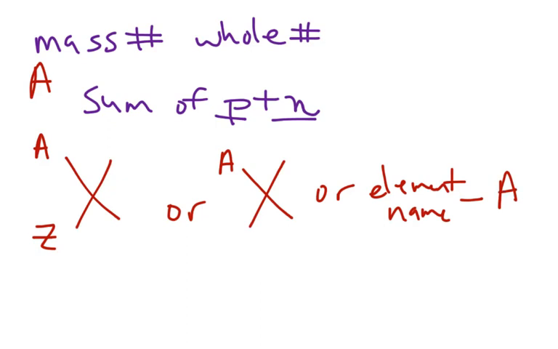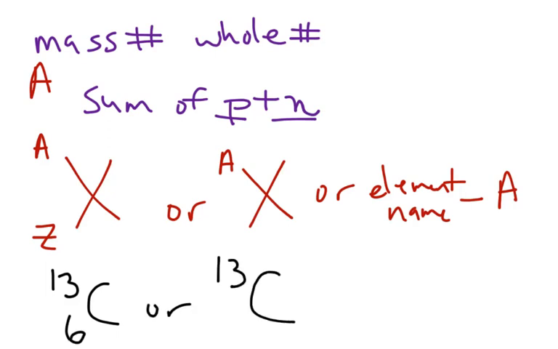So let's take a look at these 3 different ways to write an element's isotope for a very common isotope called carbon-13. One way to do this is write 13 carbon-6. Another way to do it is just write 13 and then C for carbon. And the last way is to write out the word carbon-13. All of these are called carbon-13, and all of these mean the exact same thing.